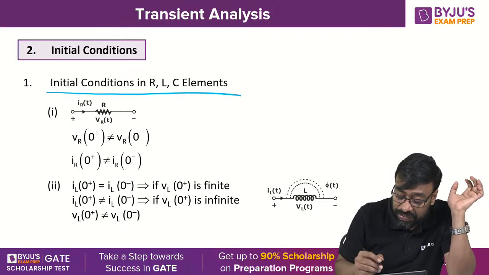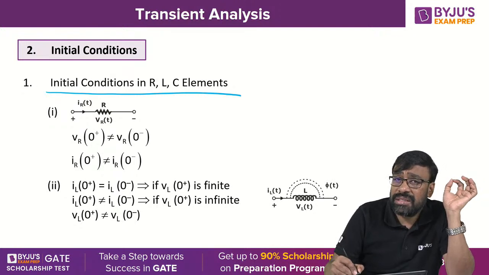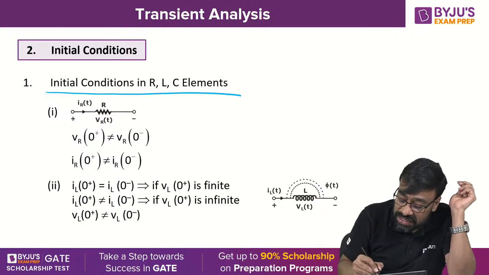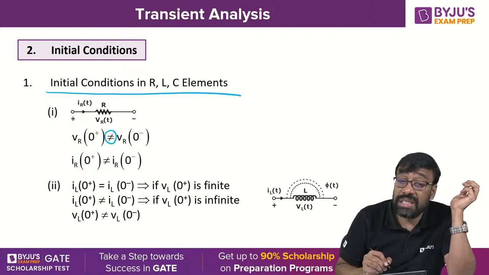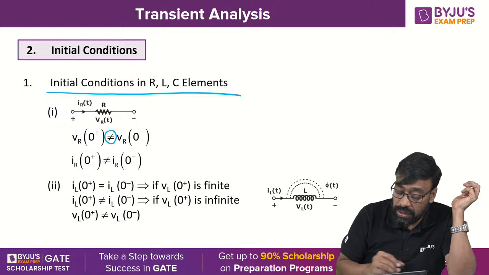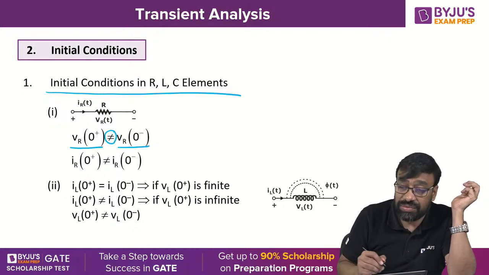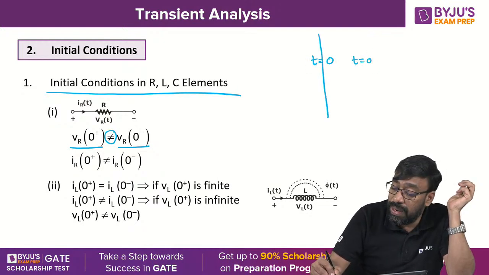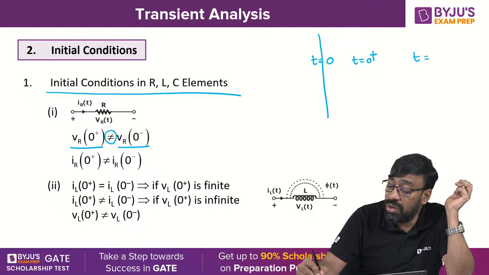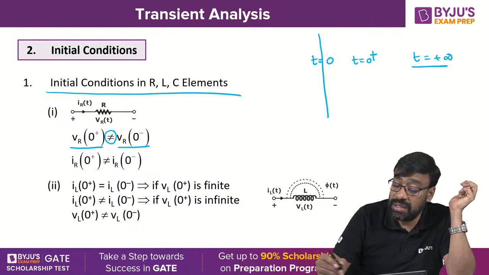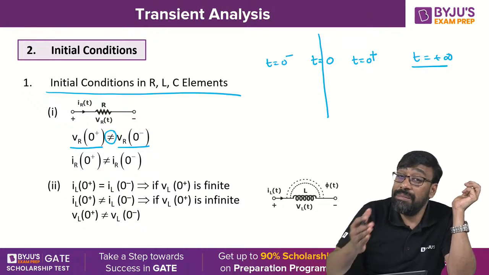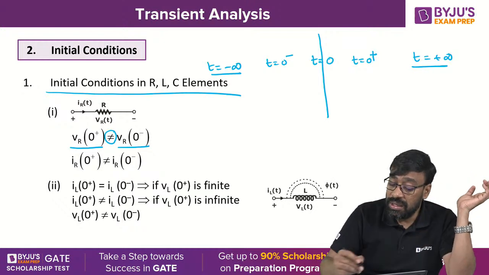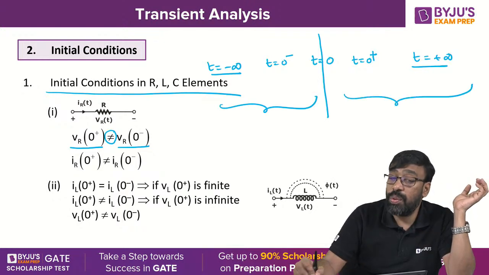Initial conditions in RLC elements: current through the resistor and voltage across the resistor may change instantaneously. That is why they are not the same, so I am maintaining not equal to. VR of 0 plus is not the same as VR of 0 minus. At t equal to 0, the disturbance is taking place. At t equal to 0 plus, immediately after the disturbance. At t equal to plus infinity, steady state after the disturbance. At t equal to 0 minus, immediately before the disturbance. At t equal to minus infinity, steady state before the disturbance. These are all pre-disturbance conditions, and these are all post-disturbance conditions.